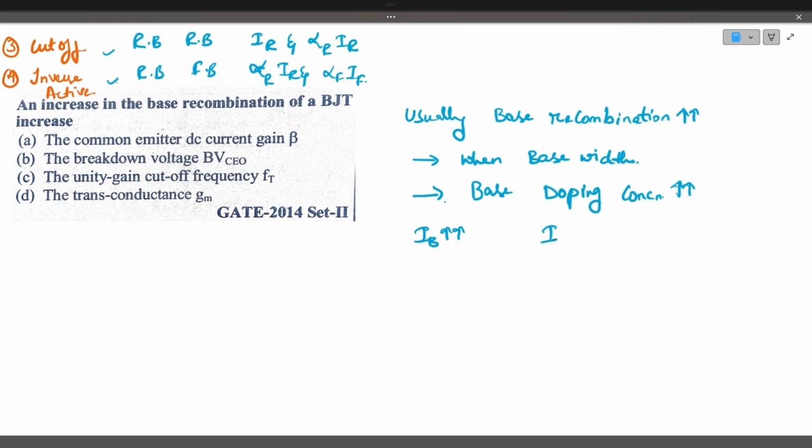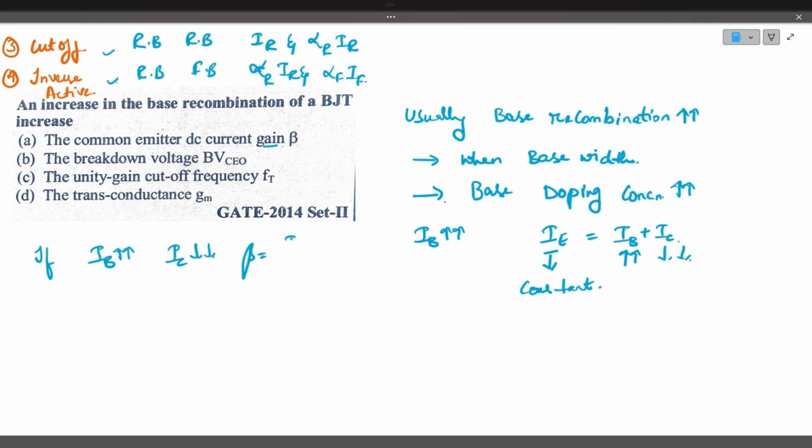So the total current, emitter current, is given by the base current plus collector current. So if I_B increases, I_C automatically reduces. Okay, so I_E remains constant. The emitter current is a constant parameter here. So if you see the first option, common emitter DC current gain will increase. If I_B increases, I_C reduces. So beta is I_C by I_B. So this will also reduce. So option A is wrong.